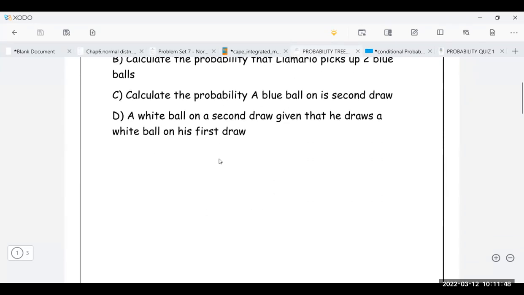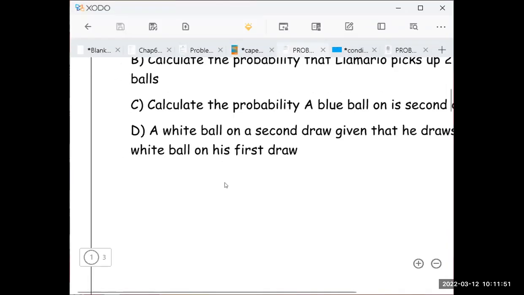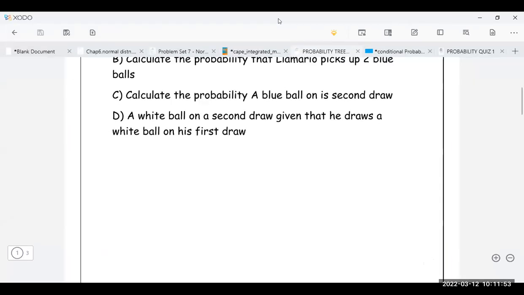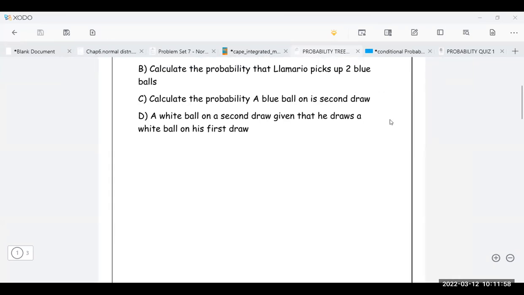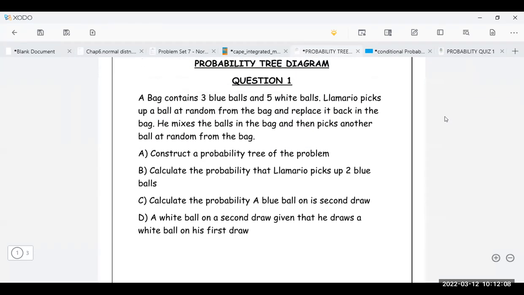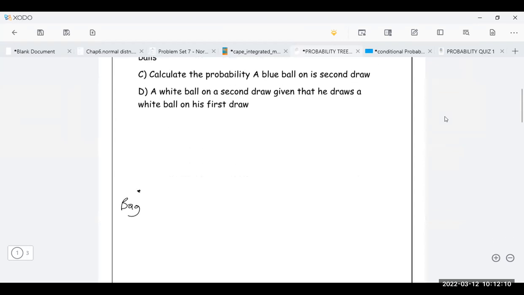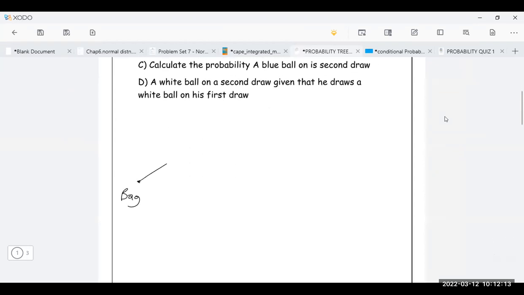So I don't know why that keeps happening, but let's go. So all we're going to do now is start with what happens. First thing we notice is that Lamario has a bag. So we're going to use a dot to represent the bag. This is the bag. Then what did they tell us happened? The bag contains 3 blue and 5 white. So we're going to draw lines to represent, these are what we call branches, the different possibilities. So from the bag, you can either get a white or you can get a blue.